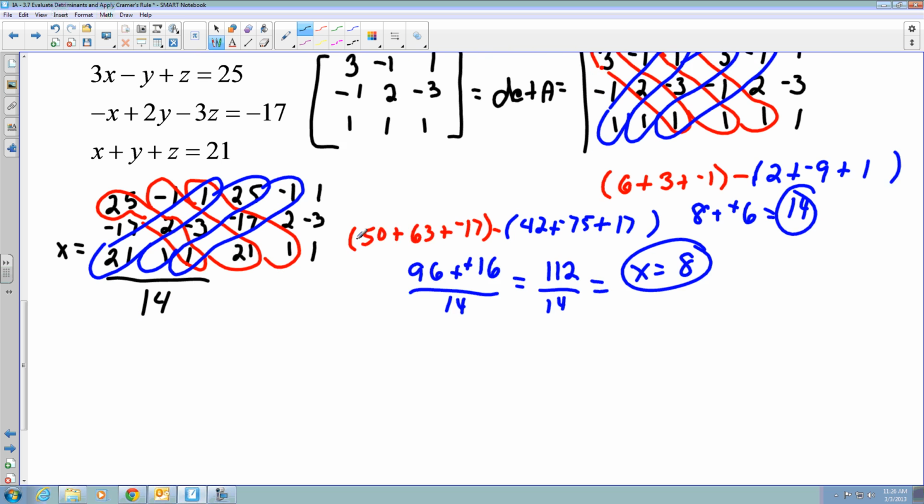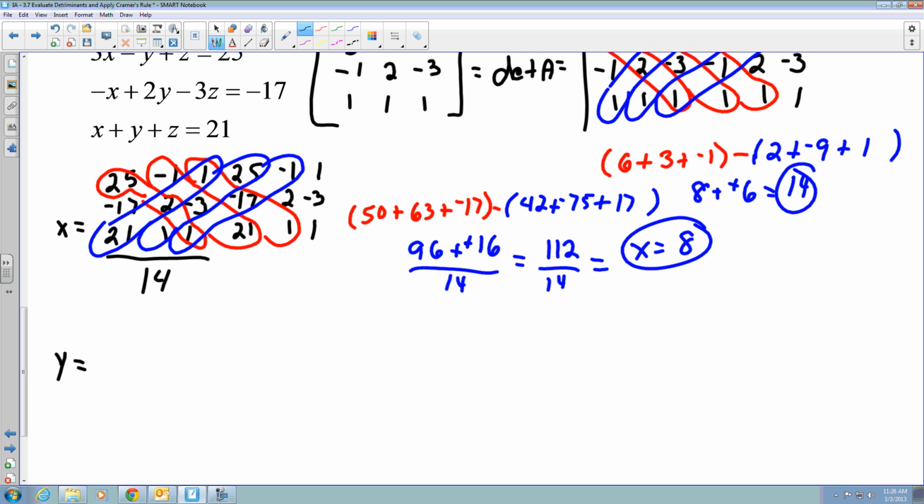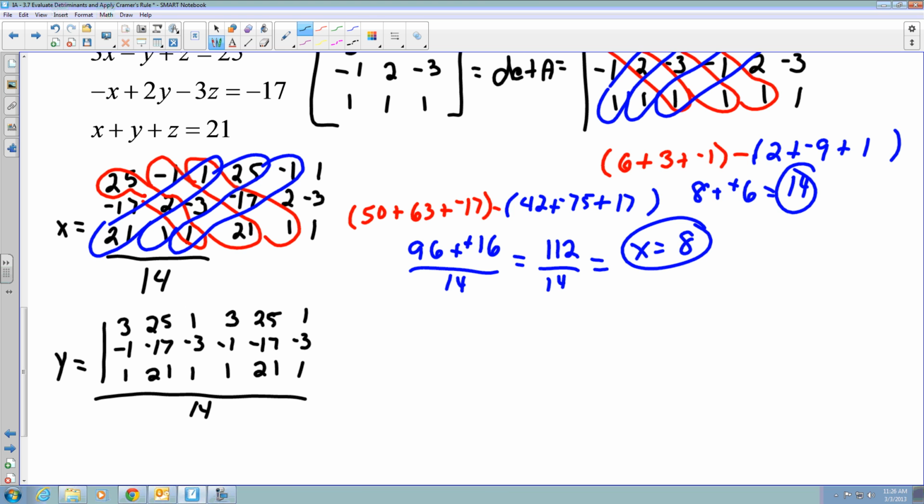So that's finding x. To find y, we're going to put our constant values in the column of the y value. So that means that we're going to find the determinant of this matrix, which would be 3, negative 1, and 1. Now here's where the constants come in again. So we got 25, negative 17, and 21. And then the last one will just be the coefficients of z. So we have 1, negative 3, and 1. So I'm just going to repeat these values and find the determinant of our numerator. So I got 3, 25, and 1, negative 1, negative 17, negative 3, 1, 21, and 1. All of which is divided by 14, which is our determinant of our coefficient matrix.